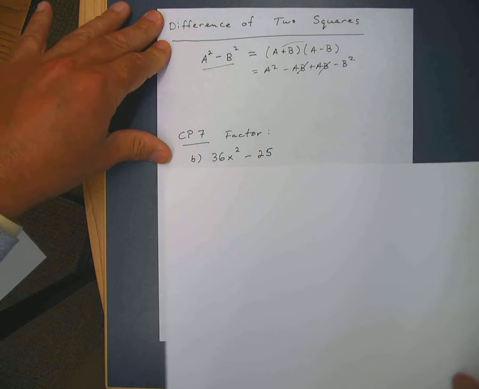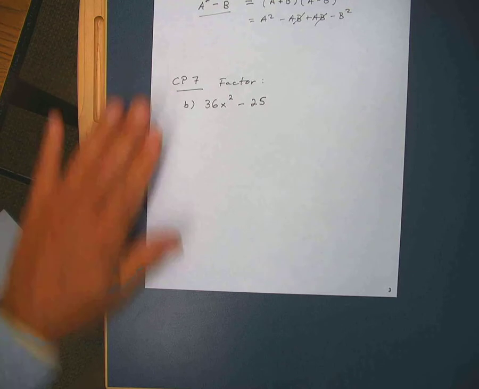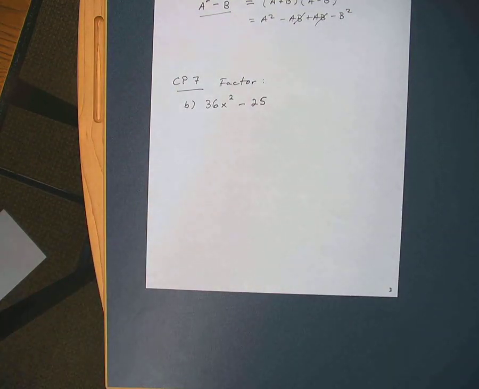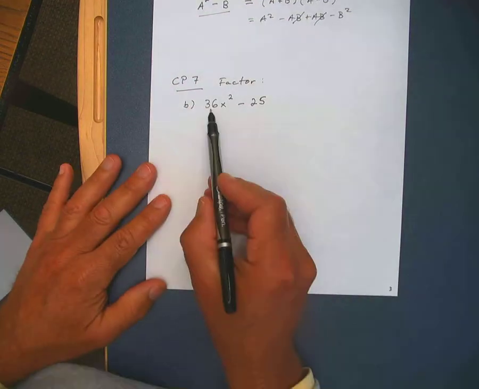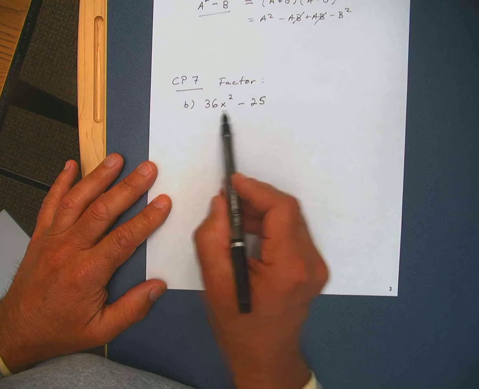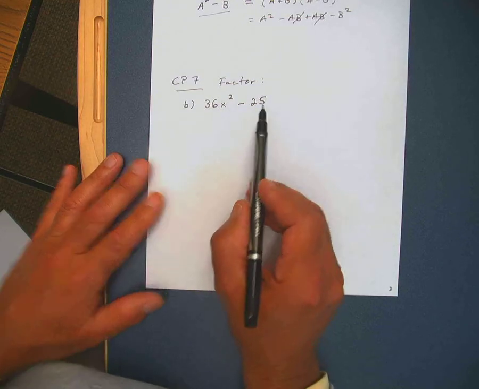Here's an example. Checkpoint 7b. Here we have a binomial. The first thing you should do is look and see, do they have common factors? 36 has 2's and 3's for factors. There's x's here. 25 just has 5 and 5. So there are no common factors, so we don't need to worry about that.